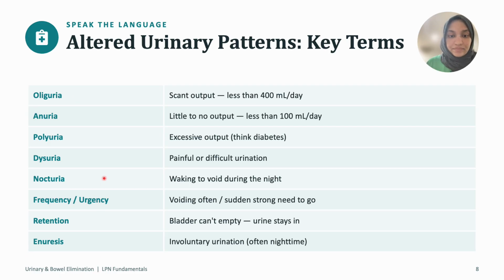Nocturia is waking to void during the night. Frequency or urgency. Frequency is voiding often. Urgency is sudden, strong need to just go. And then you have retention, which is the bladder can't empty fully, so the urine stays in. And enuresis is basically involuntary urination, often at nighttime. This is bedwetting, seen commonly in young children.